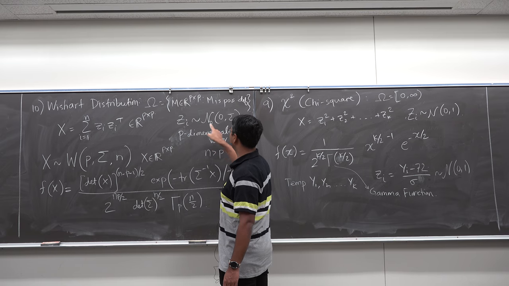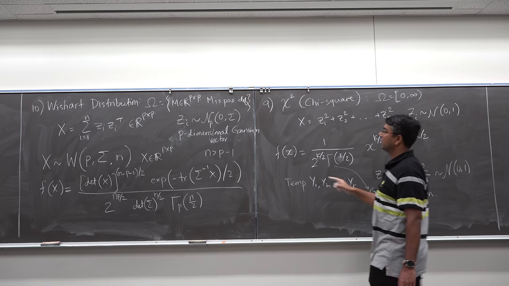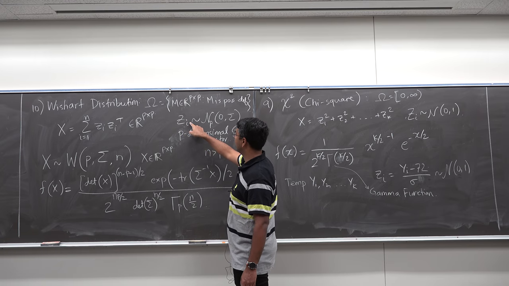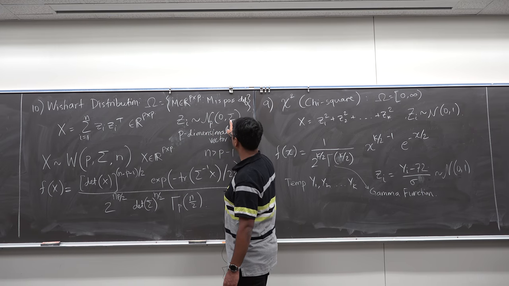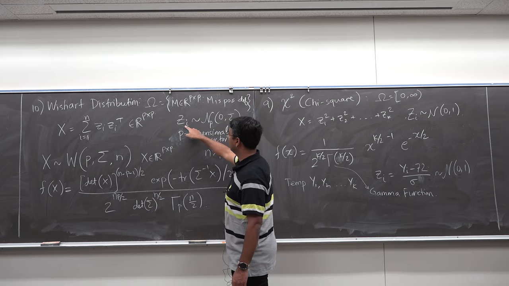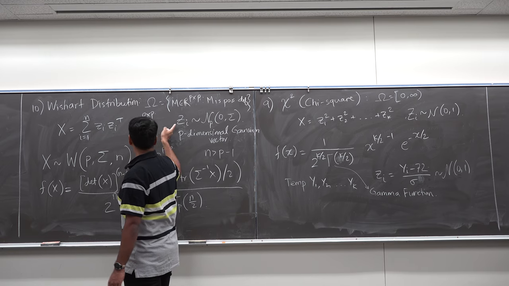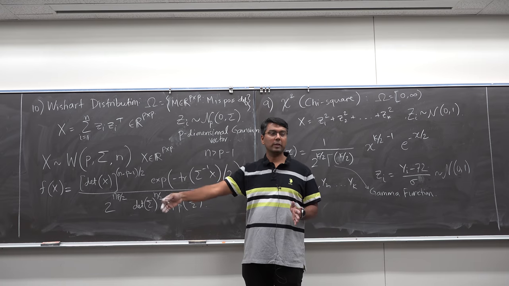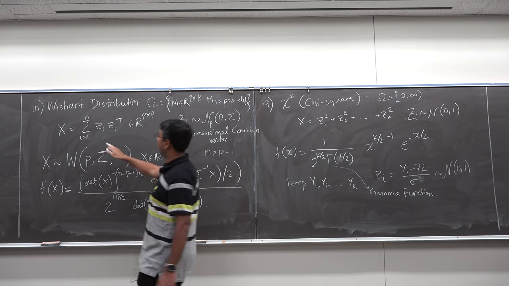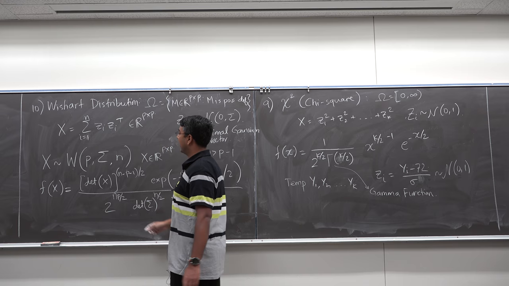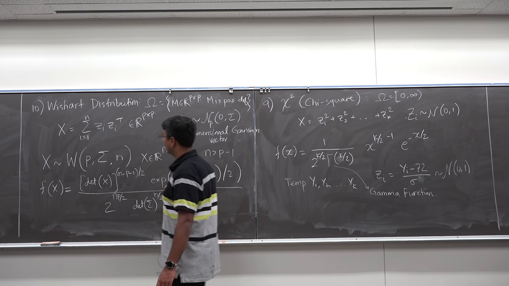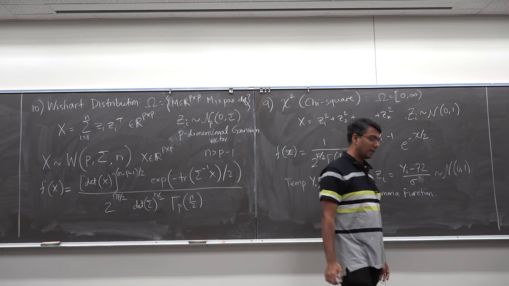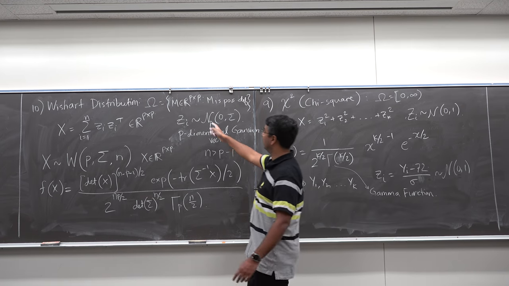I'm measuring the temperature, subtracting the mean from the temperature. So my mean is zero. So this is the temperature of every room minus the mean of the temperature of every room. So I get a mean zero, covariance sigma, random variable. And then I look at that variable and take Zi, Zi transpose of this minute, next minute, next to next minute, and so on. I have a total of n such readings, and I construct this matrix capital X. Then that capital X is actually distributed according to the Wishart distribution. I mean, it's not a variable actually, it's a matrix.